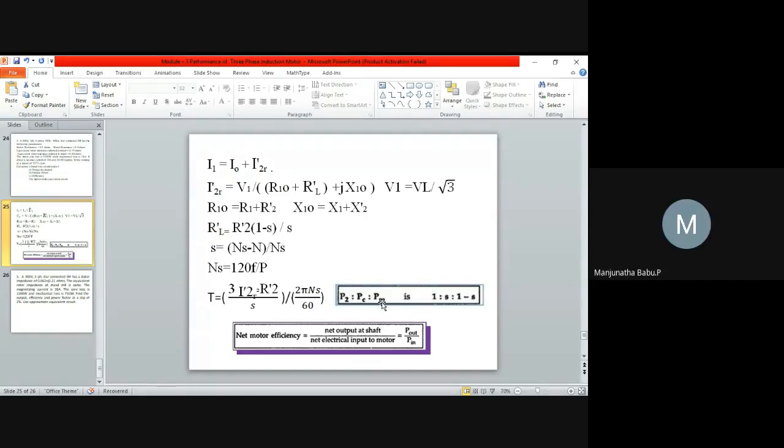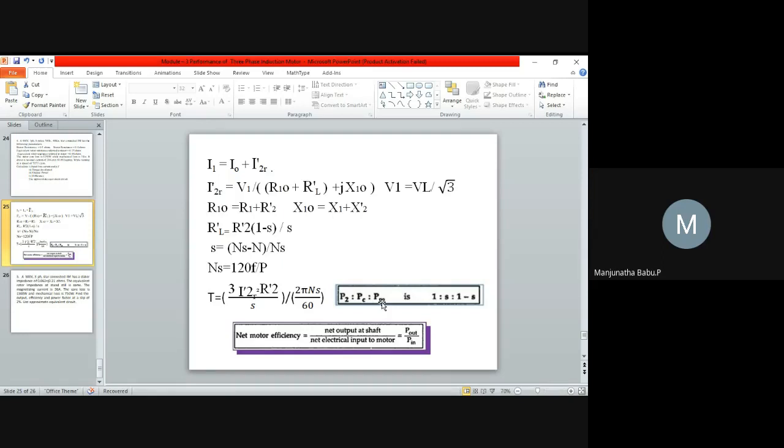So once again, I'll repeat. Output power we have found as 34.146 kilowatts divided by input power. Input power is nothing but output plus total losses. So output again 34.14 plus 1.25 plus 1.811 plus 1. So 89.36, 89.37%, that is your efficiency.